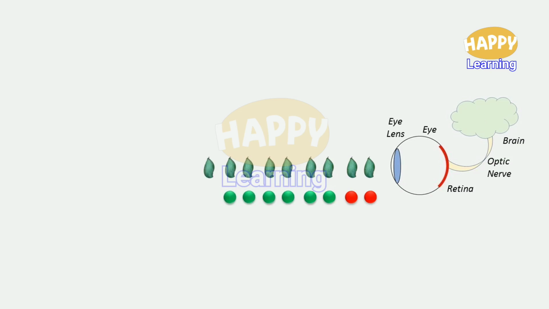Now do the same experiment on the other side. Increase the distance of the object from your eye, move the object away from your eye, and each time note down whether the object is clearly visible to you or not. If it is clearly visible, put a green button. If it is blurred, then put a red button.